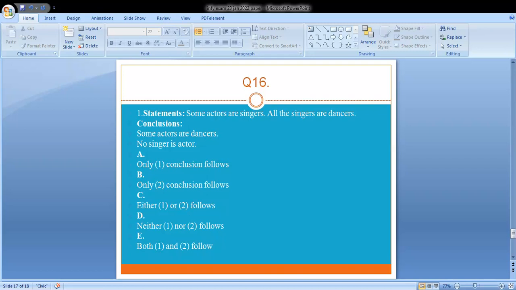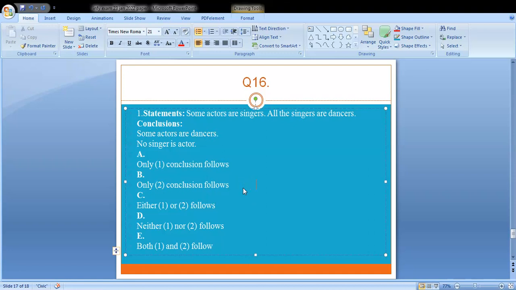Conclusion two: no singer is an actor. When all the singers are dancers, no singer is an actor does not follow. So only one follows. So the answer will be option A, that is only one conclusion follows, two does not follow. Hope it's clear.